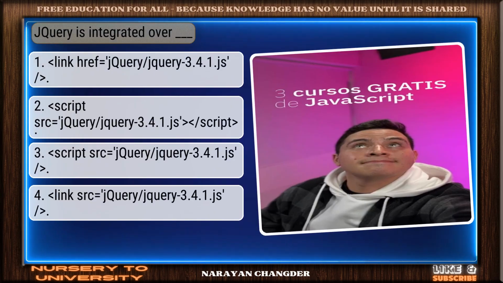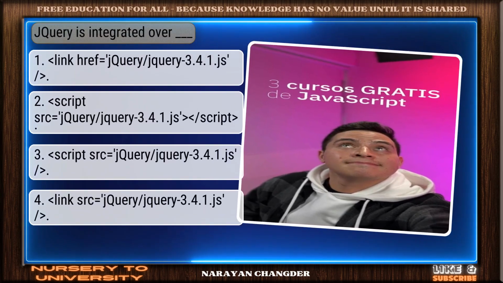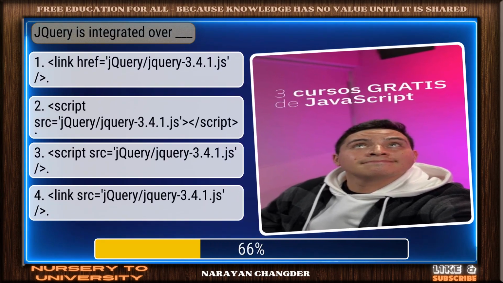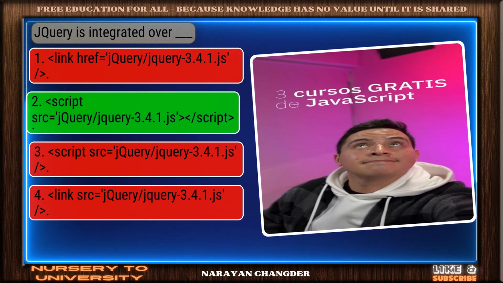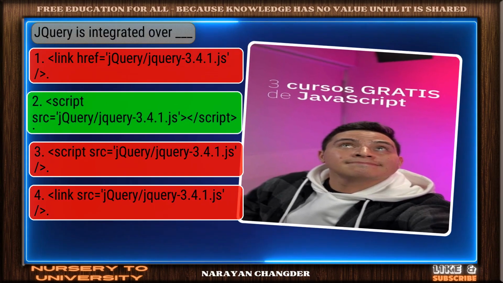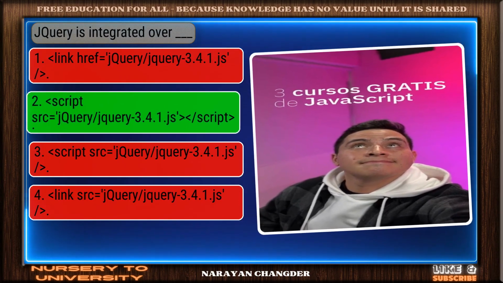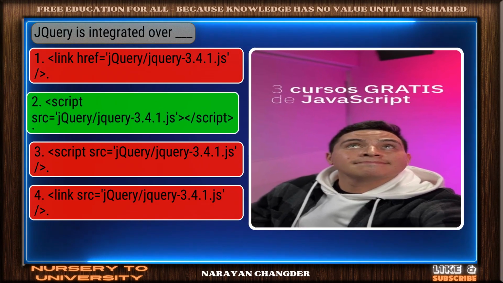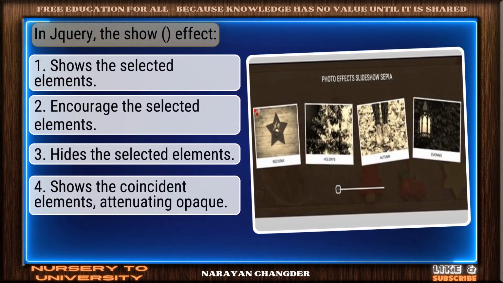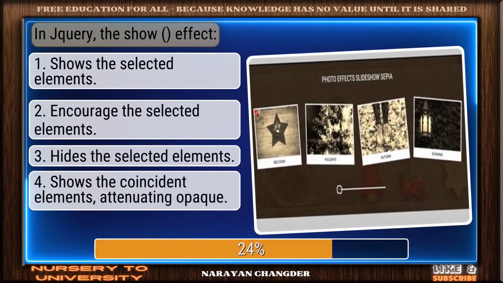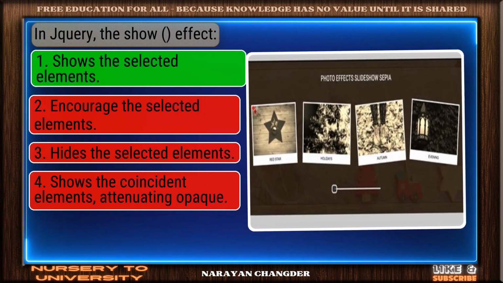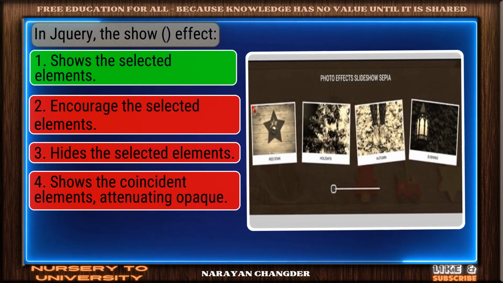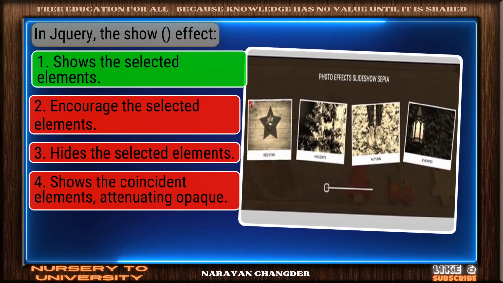Question number 68. jQuery is integrated over dash. Exactly. Script src equal to jQuery 3.4.1. Yes, the script makes sense and it is the right choice. Question number 69. In jQuery, the show effect. Correct. Shows the selected elements is the right answer.